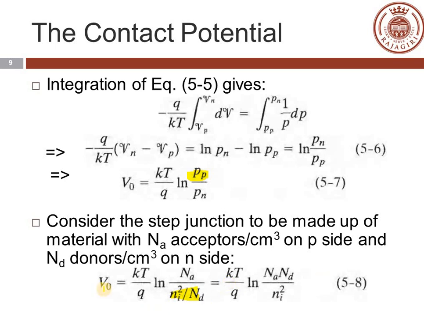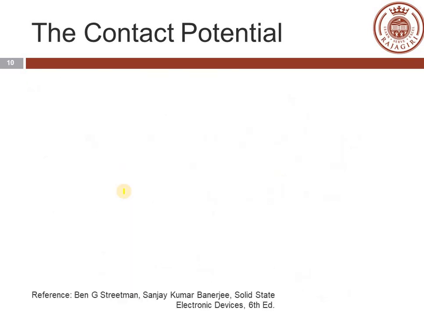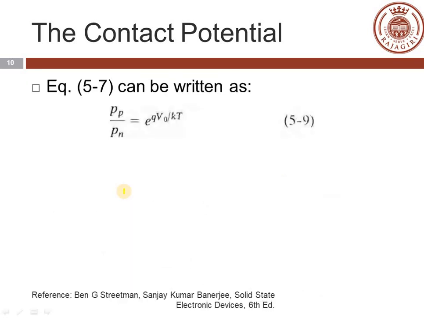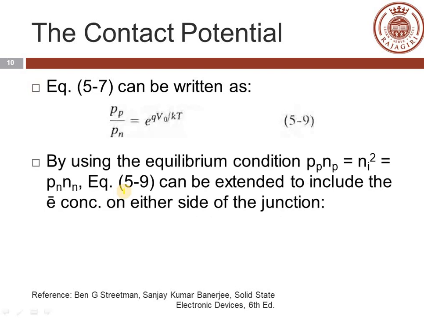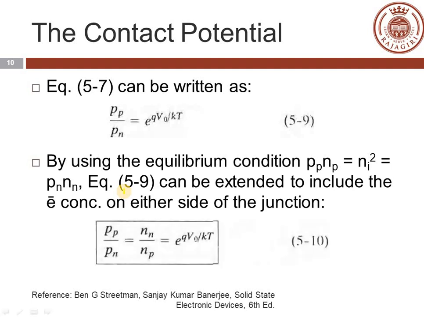Now from equation 5.7, we will be writing pp by pn. From this equation, pp by pn will be equal to e to the power qV0 by kT. Then, as the previous equation explained, pp into np equal to pn into nn is equal to ni square. We can write pp by pn is equal to nn by np is equal to e to the power qV0 by kT.